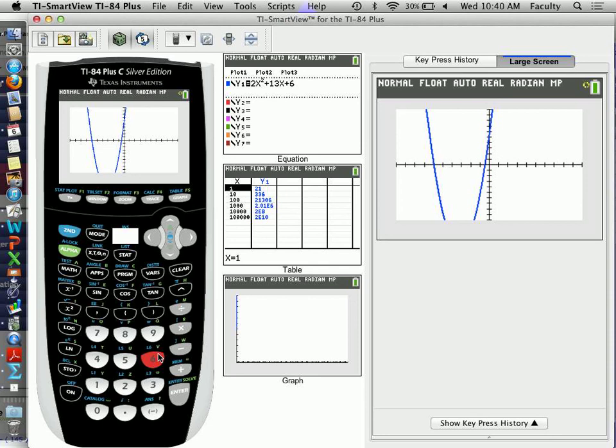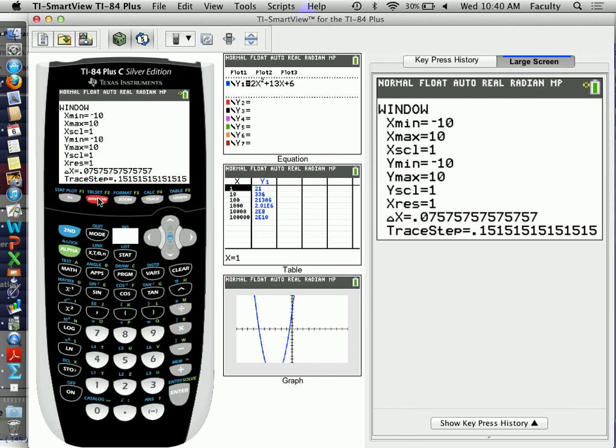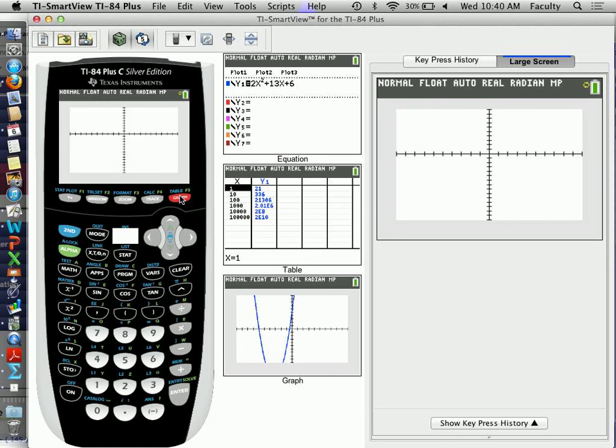Now we know that we have a parabola that opens up, but on my window I can't see that vertex. I can't see that minimum. I know I need to go down a little bit further. So that's my responsibility as the algebra student to adjust my window. So if I want to move it down, that's y minimum. So let's make that -15, see if that does the job for us. Okay, I changed y minimum to -15, and that's pretty good.